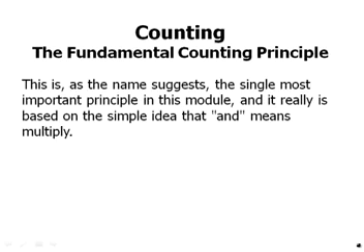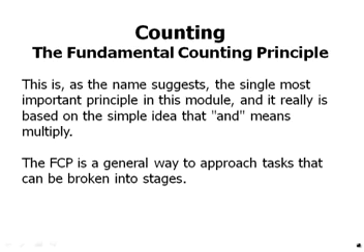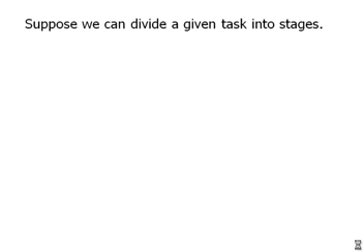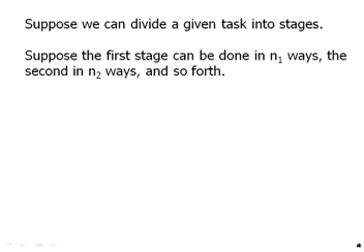The fundamental counting principle. This is, as the name suggests, the single most important principle in this entire module, and it really is based on the very simple idea that the word and means multiply. Fundamental counting principle is a general way to approach tasks that can be broken into stages. Suppose we can divide a given task into stages. Suppose the first stage can be done in n sub 1 ways, the second in n sub 2 ways, and so forth.